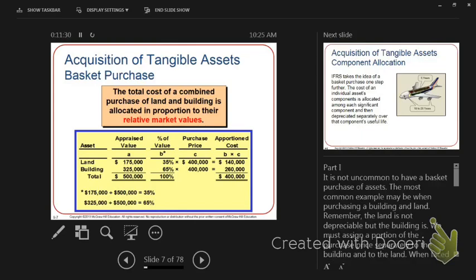325,000 of 500 is 65%. So we see what the original proportion was, and then we multiply that times the 400. So the new price of the land is 140, and the new price of the building is 260. So we allocate that out. And then we could do the journal entry, which would say land 140, building 260, cash 400,000.